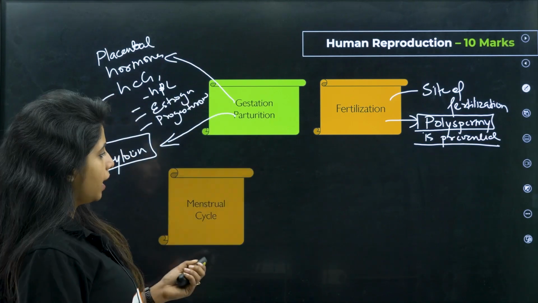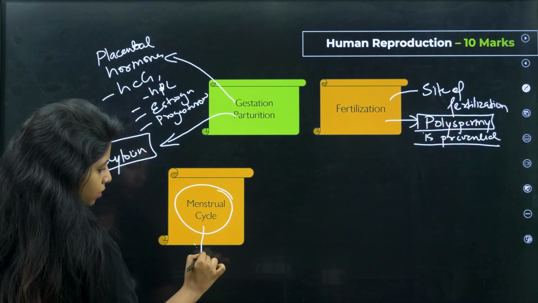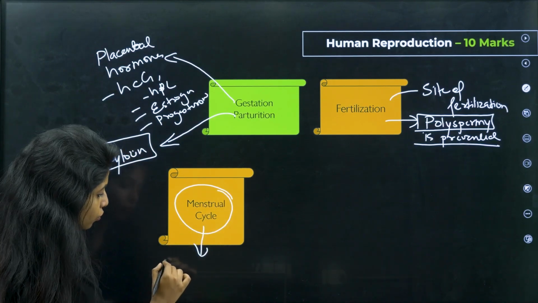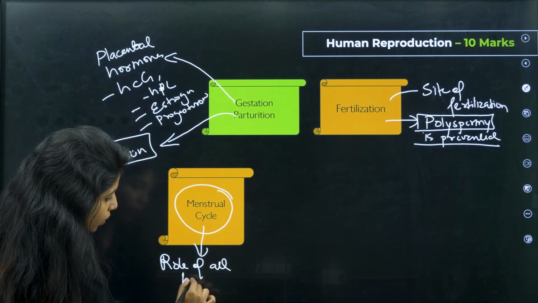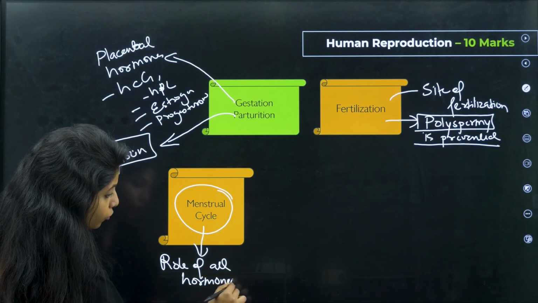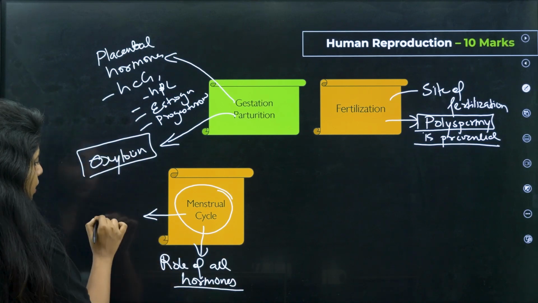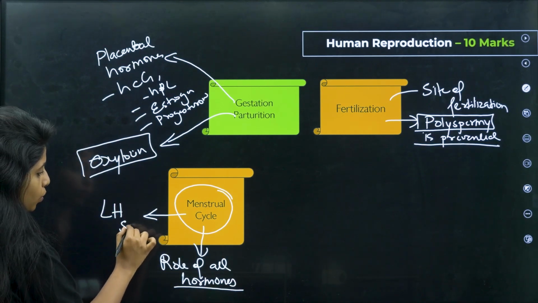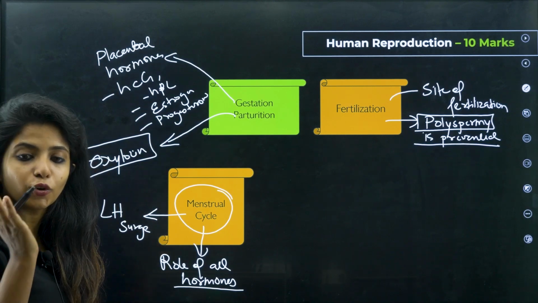Going ahead, we have the menstrual cycle, very much important. You have to know the role of all the hormones, the 4 major hormones. When does ovulation take place? Basically during the LH surge. So you should be knowing about the LH surge. Then you should know what happens to the Graafian follicle. It converts into the corpus luteum.